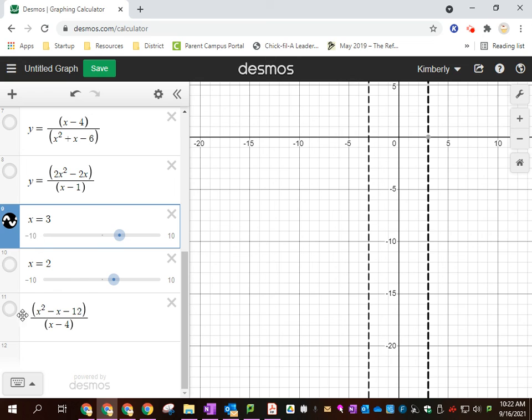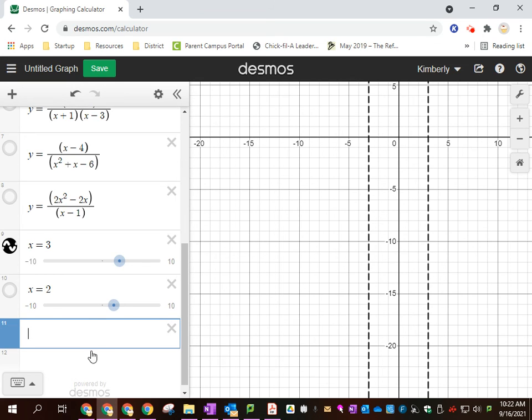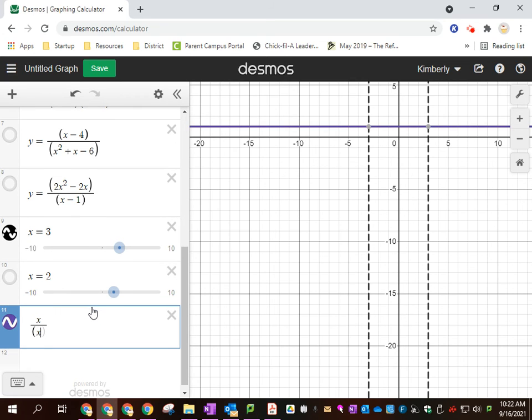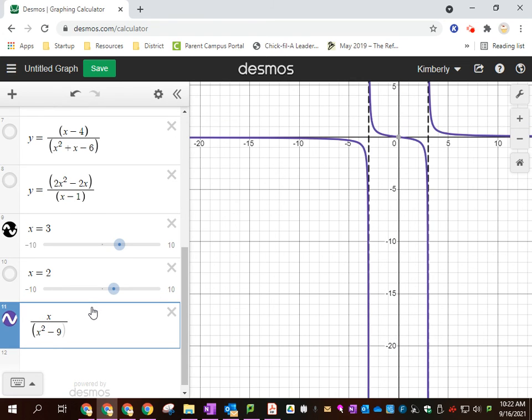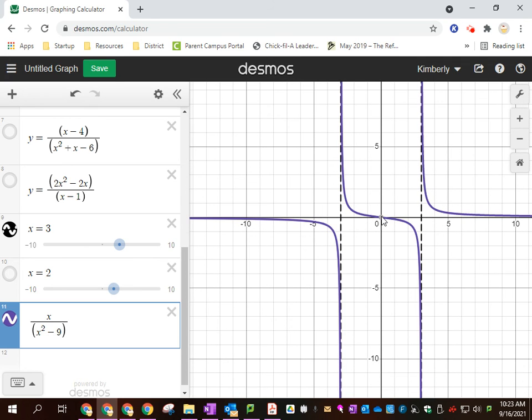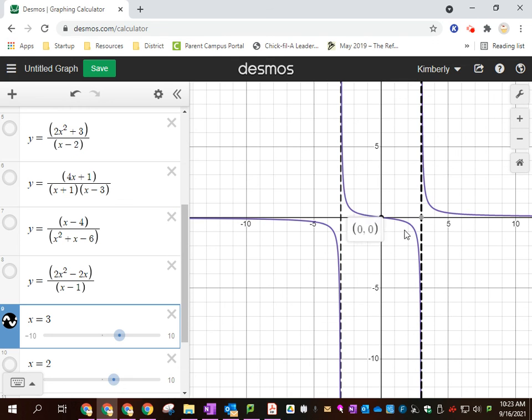All right. Now let me punch it in. So that's x over, here's the difference of squares, so it's x squared minus 9. Okay. So there's my intercept, right? I'm correct about that. There's my intercept. Here are my 2 breaks with the asymptotes at 3 and negative 3.